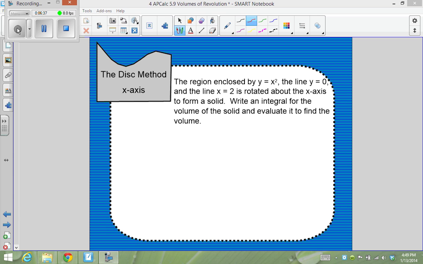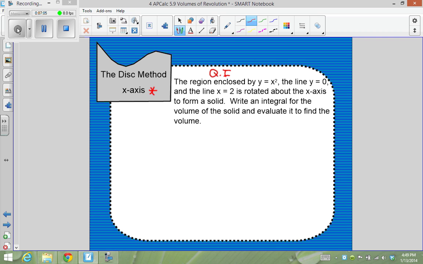Okay, disk method. Around the x-axis, this is really important that we recognize on the x-axis, y-axis would change things. This is going to be a region, and I should have said in quadrant 1, but I didn't quite get that in there. So you want to be sure you know that it's in quadrant 1, it's enclosed by y equals x squared, the line y equals 0, the line x equals 2, and it's rotated about the x-axis to form a solid. We want to write an integral for the volume and evaluate it.